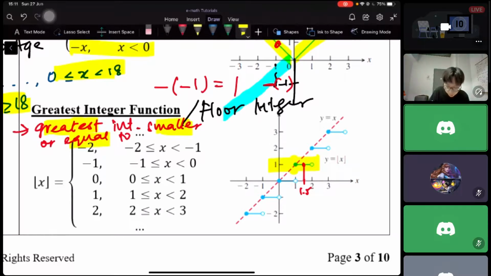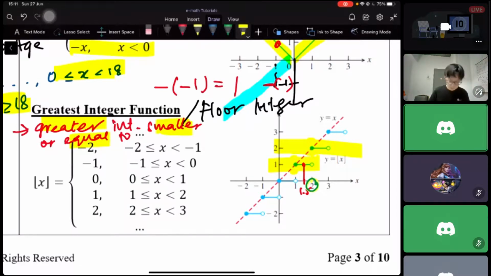Then what about 2? Okay, when it is 2, then the greatest integer smaller than or equal to 2 is obviously 2. This is your greatest integer function.